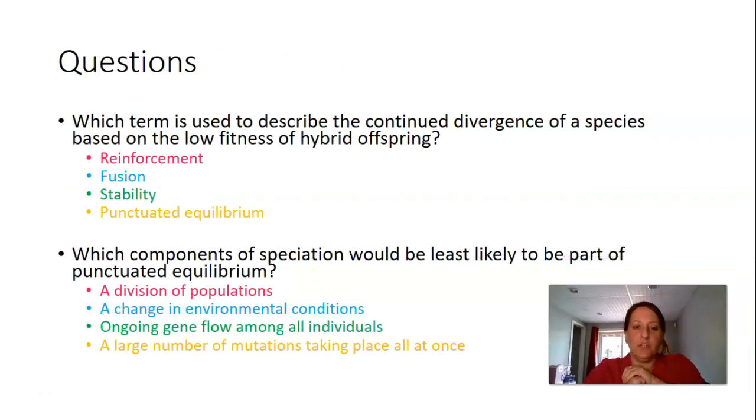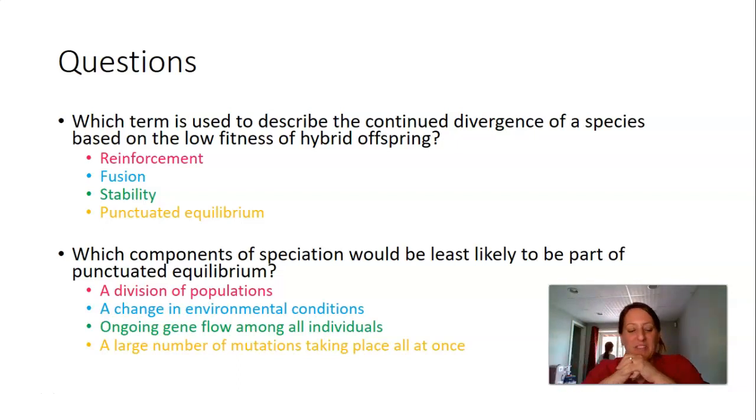The first one: which term is used to describe the continual divergence of a species based on the low fitness of hybrid offspring? So you have hybrid zones, you have hybrid offspring. These offspring are of low fitness, and so what's going to happen? Is it going to be reinforcement, fusion, stability, or punctuated equilibrium? Hopefully you answered reinforcement. There's going to be that continual divergence of the species.